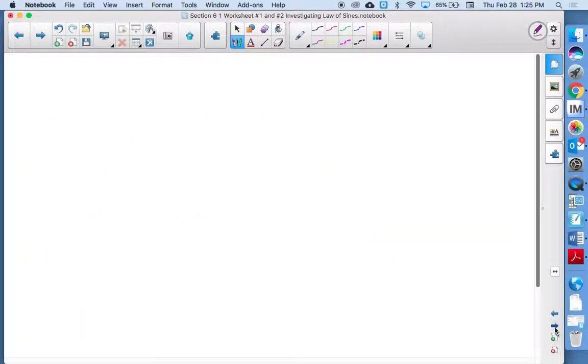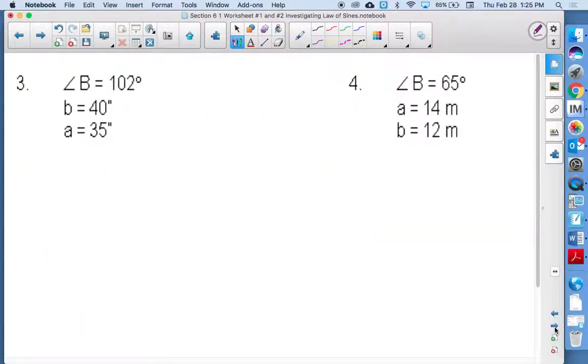Letter number 3. So this one's a little different. What type of angle? Obtuse. So if you're drawing a picture and you have an obtuse angle, it better look like an obtuse angle. So this is 102 degrees right here. It's on the left even though it's angle B.